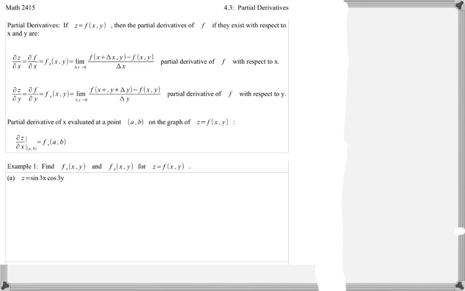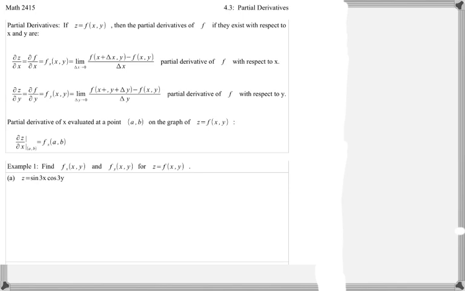Sometimes it's read d, z, dx, etc. is equal to f, and then we have the subscript x. That's for the first partial with respect to x. f of x comma y is equal to the limit, as delta x goes to 0, of f of x plus delta x comma y minus f of x y, all over delta x. That's your partial derivative of f with respect to x.